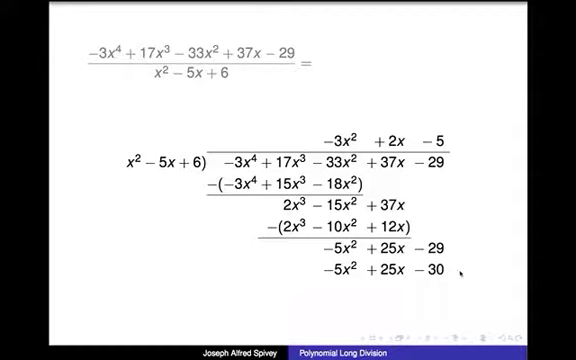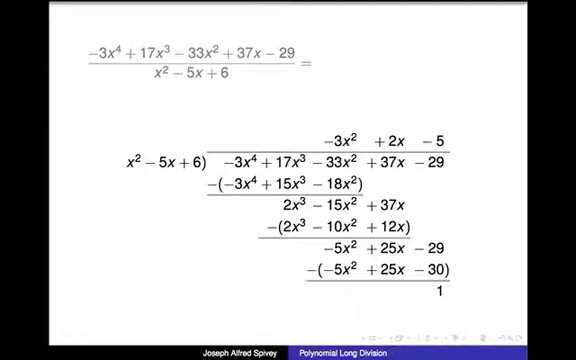And now I want to take the polynomial and subtract it from the one above it. As before, the first terms cancel out. This time the second terms cancel out. 25x minus 25x gives me 0. And finally, I want to look at negative 29 minus a negative 30. And remember, minus negative 30 is the same thing as plus 30. So negative 29 plus 30 is equal to 1.